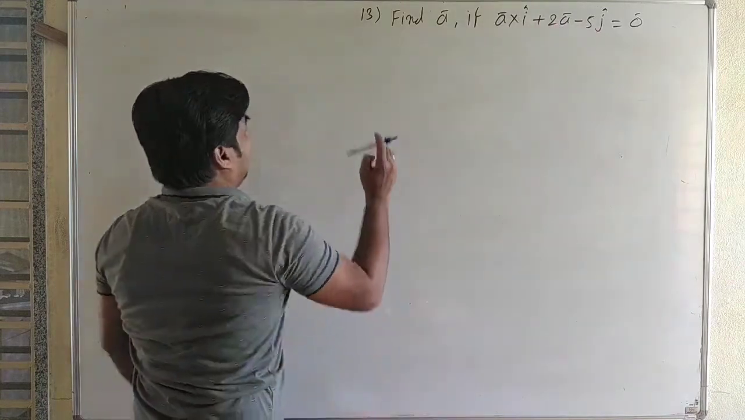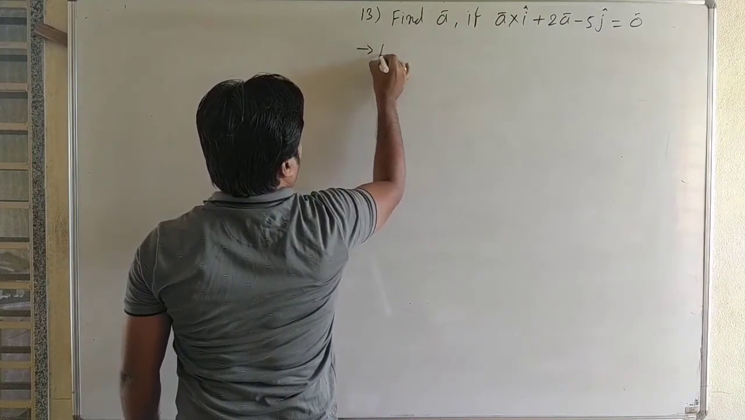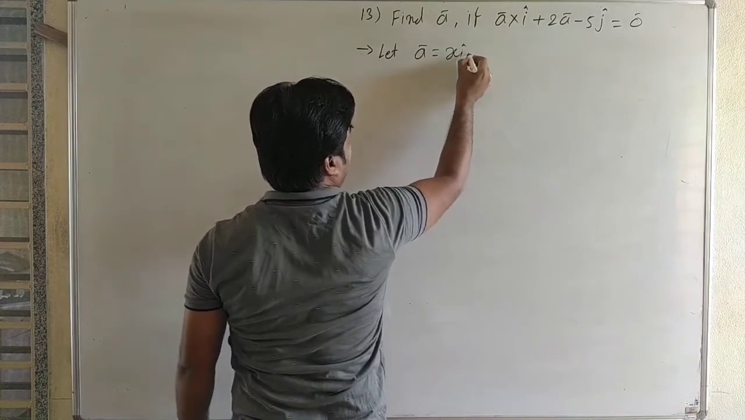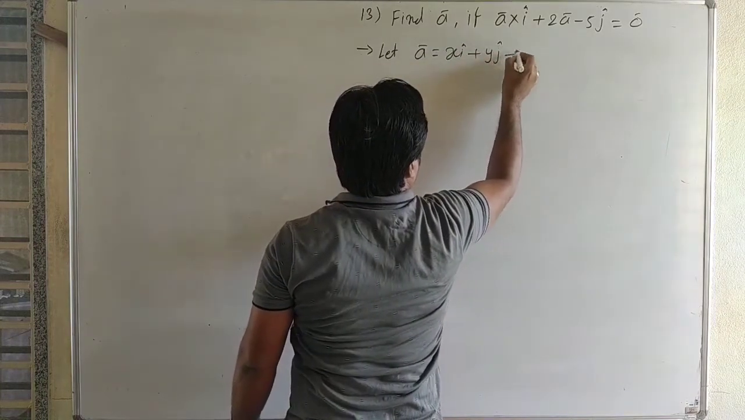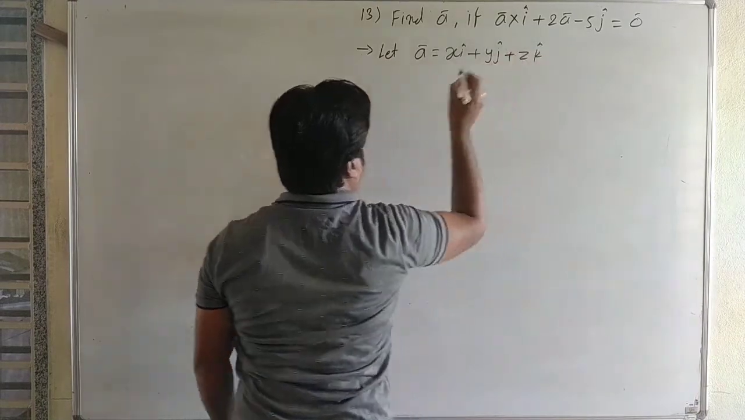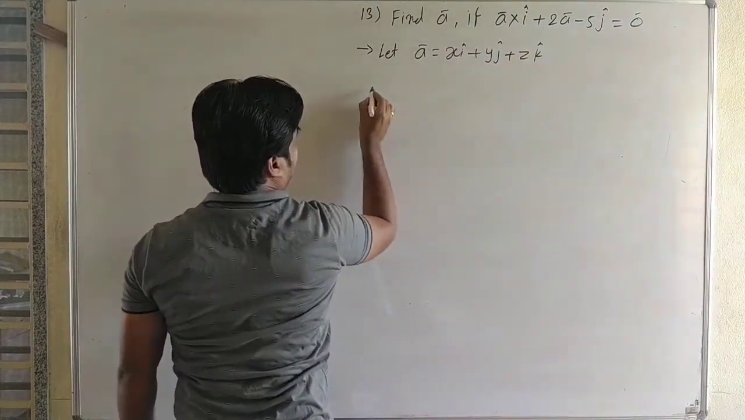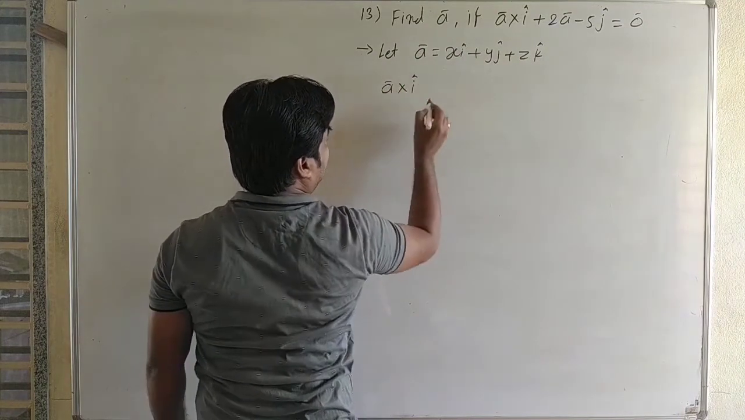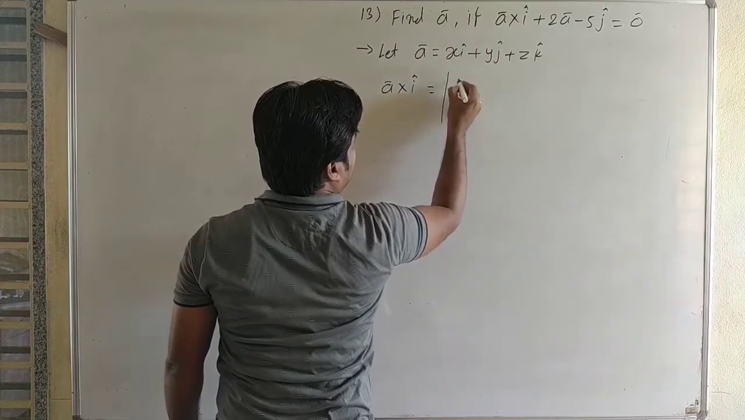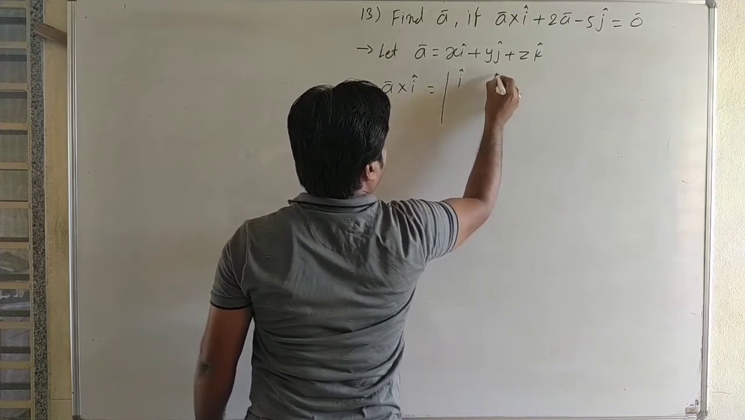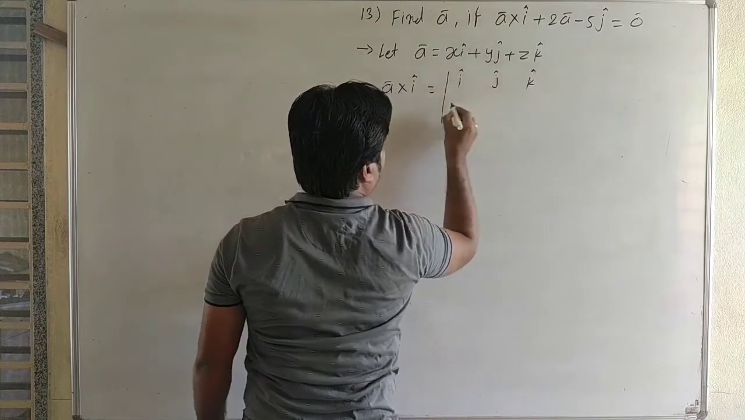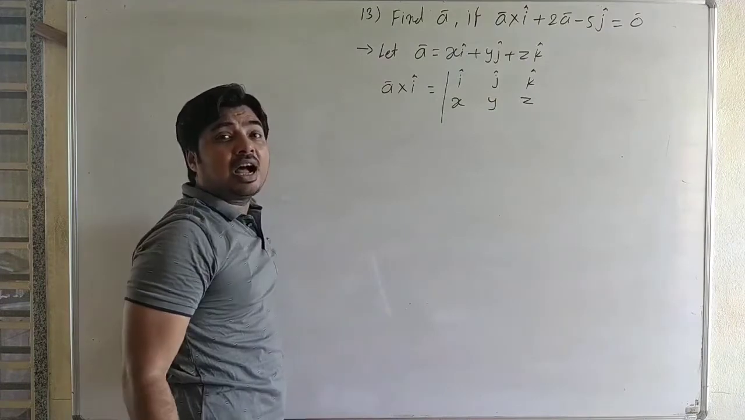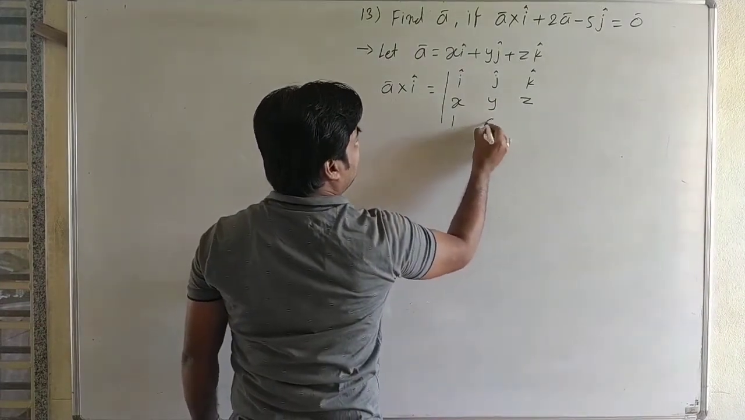Here, let a bar is equal to x i cap plus y j cap plus z k cap. Now first we find the a bar cross i bar. Here a bar cross i. Then it is i cap, j cap and k cap; a bar, x, y and z. Now the second vector, it is a i cap, that means 1 0 0.